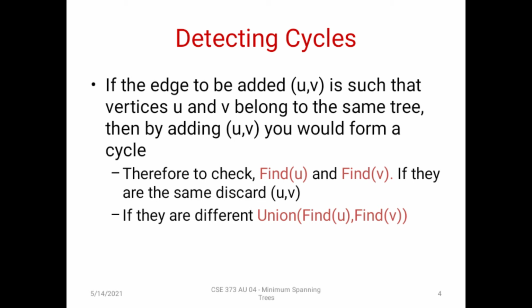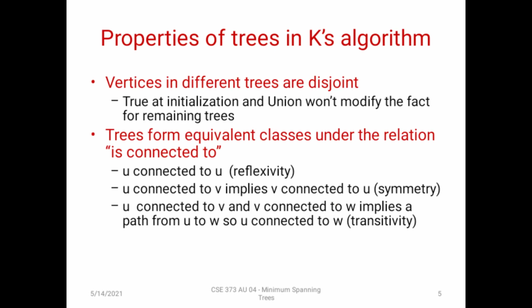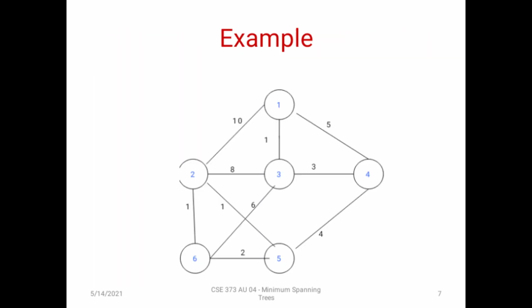And similarly, union of i, j. Let C1 and C2 be two trees. If i is a node in the tree C1 and j is a node in the tree C2, this function merges the two trees C1 and C2 into a single tree. Now we will implement this using an example. Here there is a graph and we have to construct a minimum spanning tree for this graph.